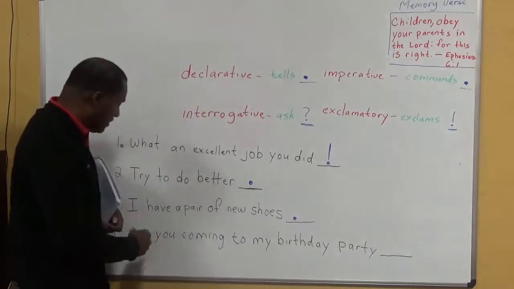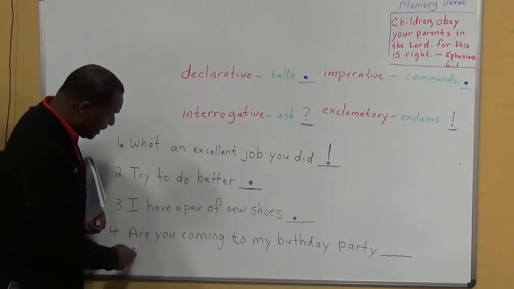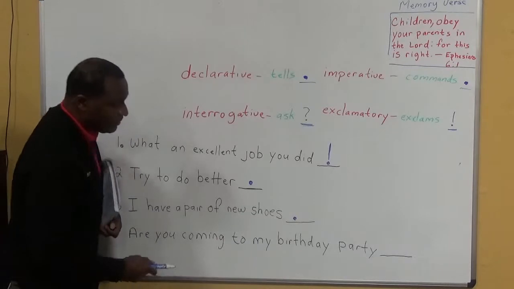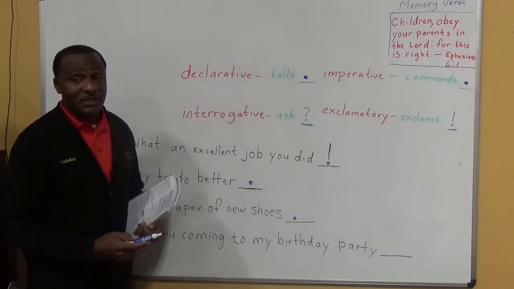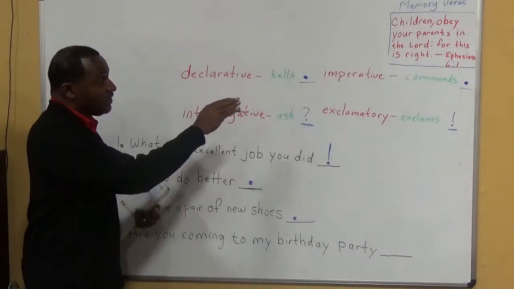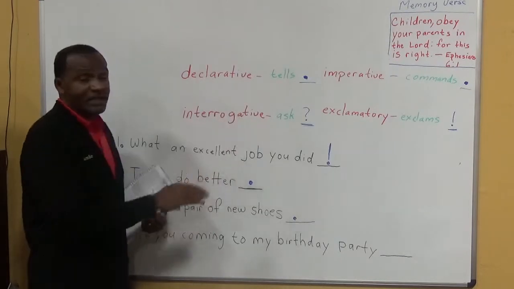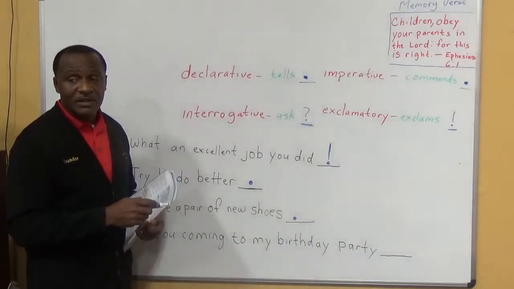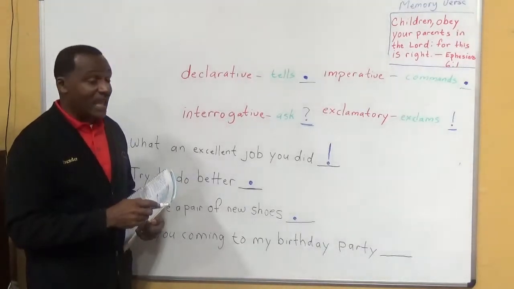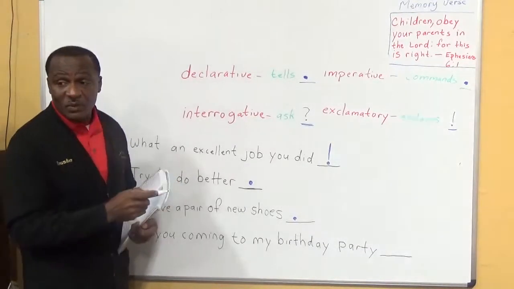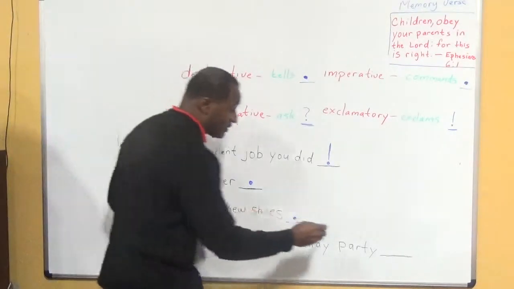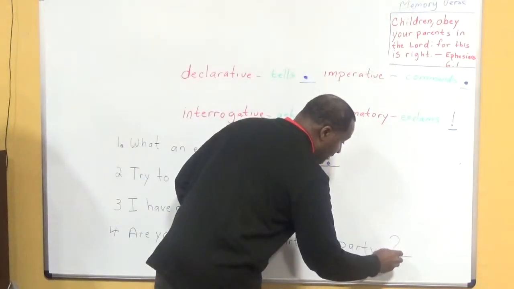And then the last one, of course. Let's read this one together. Are you coming to my birthday party? And I know you want to know that one. Is that a one that tells, commands, asks, or exclaims? What do you say, Bryce? It asks, right. And that ends with a what? Yes. Question mark, of course. So we're going to put our question mark there.